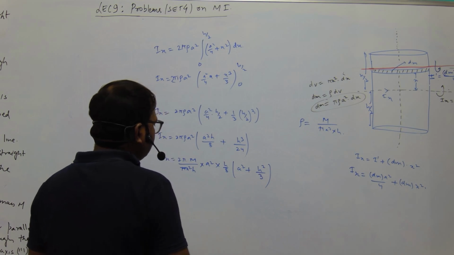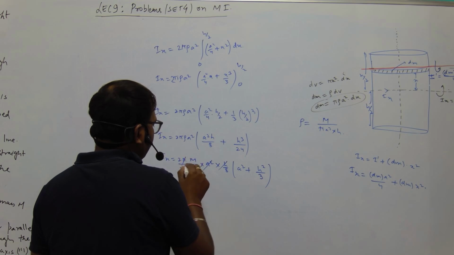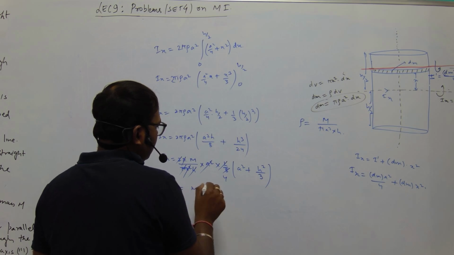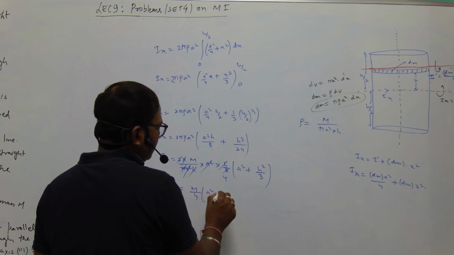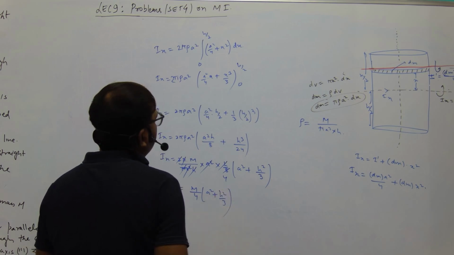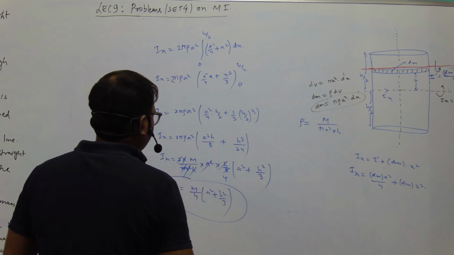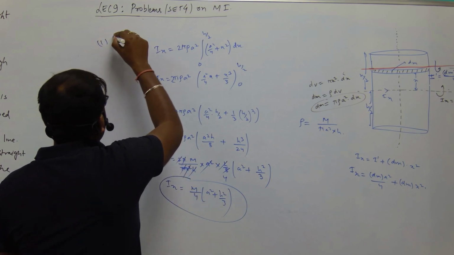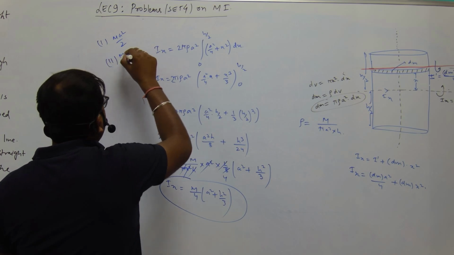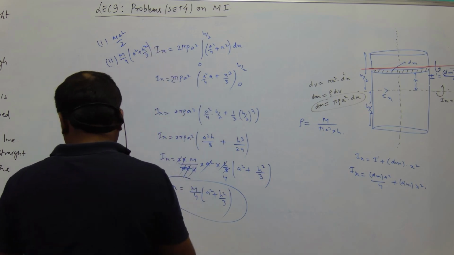Okay, so a square gets cancelled, h gets cancelled, pi gets cancelled, and this 4 gets cancelled. So we have Ix is equal to m upon 4 into (a square plus h square upon 3). Okay, so this is our answer of the second part. In the first part we have m a square upon 2, that is about the axis of the cylinder. In the second case it is m upon 4 into (a square plus h square upon 3).